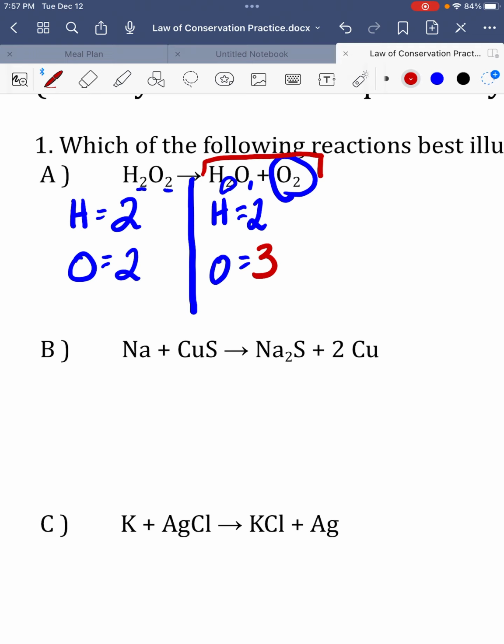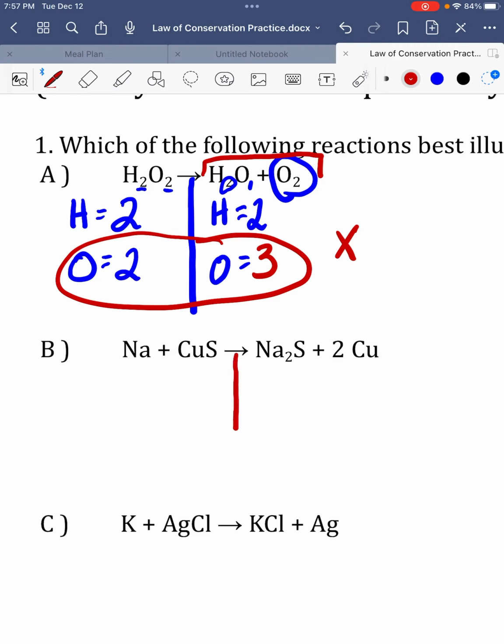Well, notice that the hydrogen atoms are equal, but the oxygen atoms are not. So that tells me that this choice is not the correct answer because it does not follow the law of conservation of matter, which says that atoms or matter cannot be created or destroyed. So if I started out with 2 hydrogens and 2 oxygens, I have to end up with 2 hydrogens and 2 oxygens. I can't just add another one in there somewhere.